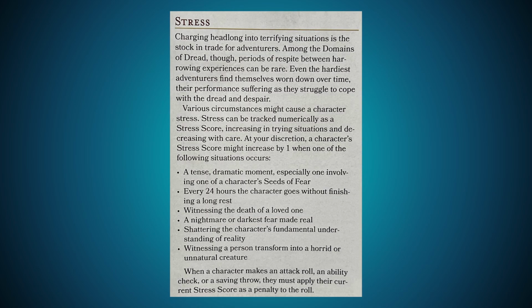Charging headlong into terrifying situations is the stock in trade for adventurers. Among the domains of dread, though, periods of respite between harrowing experiences can be rare. Even the hardiest adventurers find themselves worn down over time, their performance suffering as they struggle to cope with the dread and despair. Various circumstances might cause a character stress. Stress can be tracked numerically as a stress score, increasing in trying situations and decreasing with care.